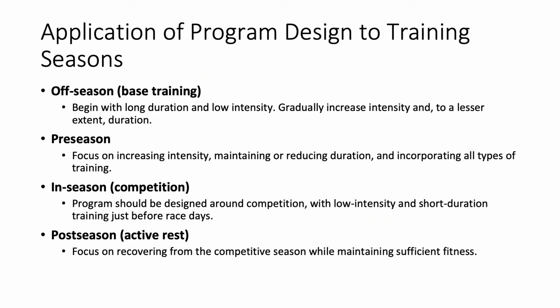The program design variables and the various types of aerobic endurance training are often applied to the athlete's sports season to create a yearly training program. The priority in off-season training is to develop a base of cardiorespiratory fitness. The training program should be composed of long duration and low intensity workouts at the beginning. As the off-season continues, intensity and, to a lesser extent, duration are increased.